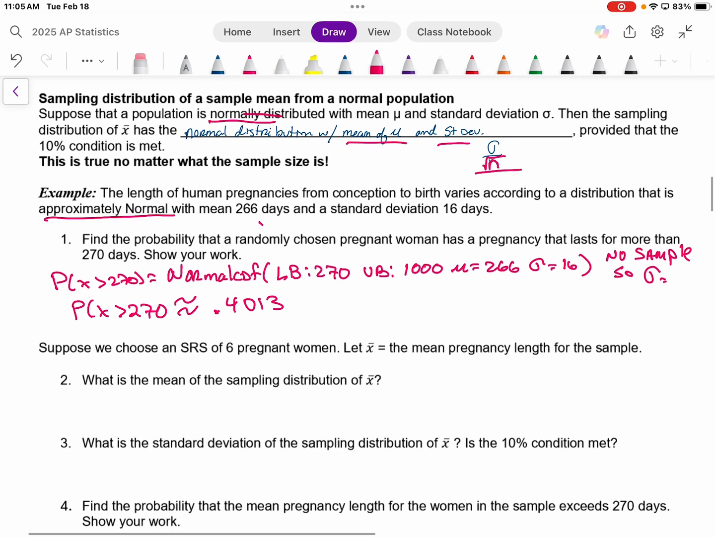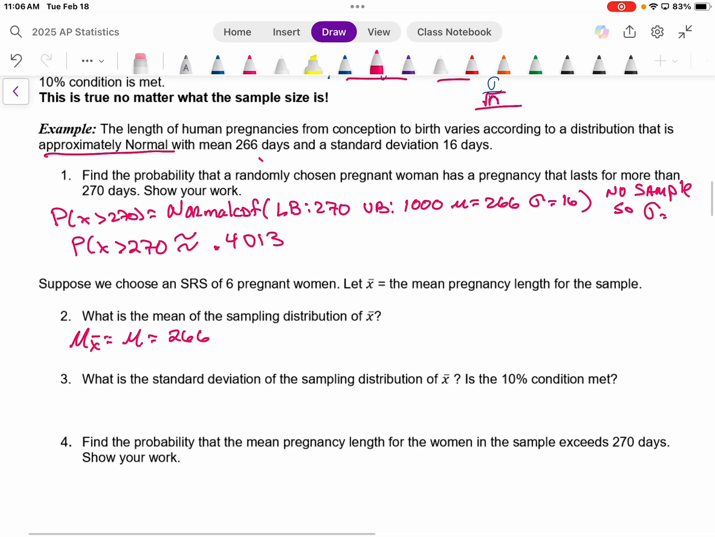Suppose we choose a simple random sample of 6 pregnant women. Let X bar be the mean pregnancy length for the sample. What is the mean of the sampling distribution? So mu sub X bar would be equal to mu, which is 266. What is the standard deviation?